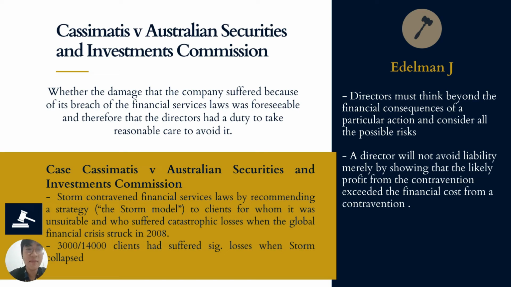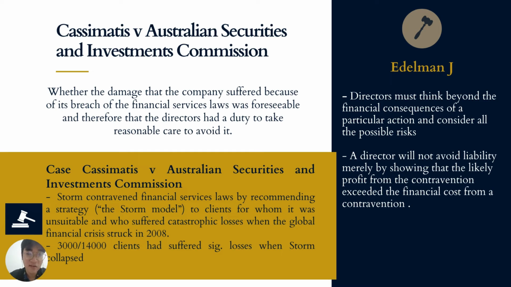The next case is Cassimatis, Australian Securities and Investments Commission, which states whether the damage that the company suffered because of its breach of the financial services law was foreseeable, and therefore whether the directors had a duty to take reasonable care to avoid it. So let's take a look into the case.